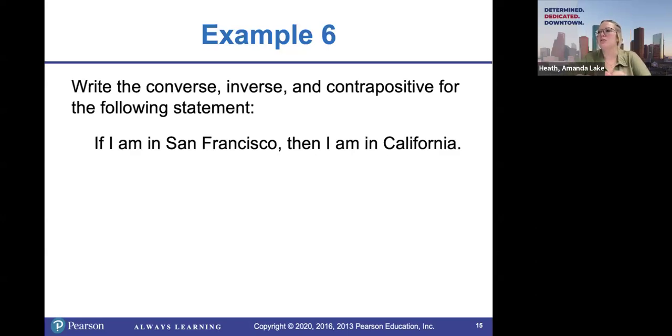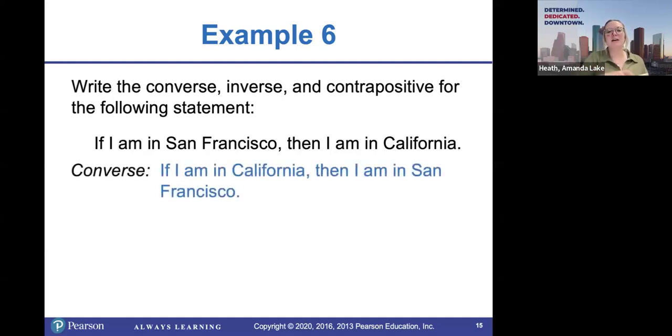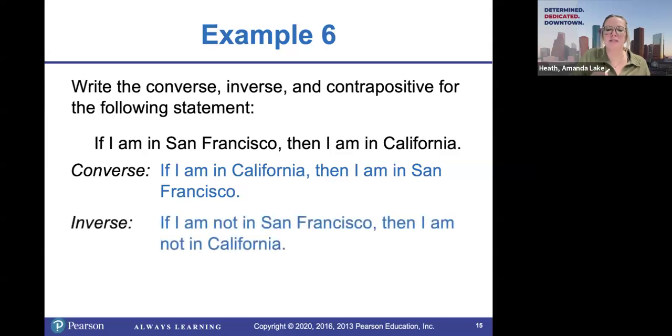Okay, so if we want to write the converse, inverse, and contrapositive for the statement, if I'm in San Francisco, then I'm in California. So the converse is where we are going to change the order between these two. So the converse is if I'm in California, then I am in San Francisco. Now that's not necessarily true, but it is the converse of that statement we were given. Now the inverse is we're going to keep the same order, but negate both of the component statements. So if I am in San Francisco will be negated to if I am not in San Francisco.